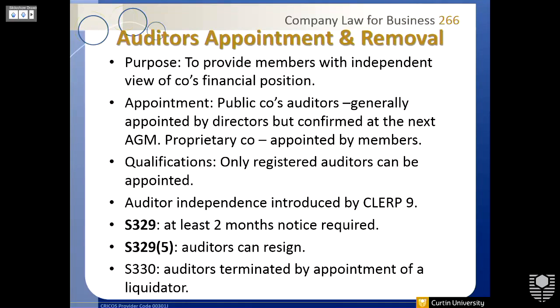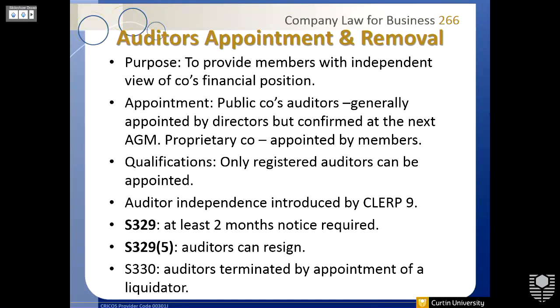All right? Now, appointment and removal is to provide members with an independent view of the company's financial position. For public companies, auditors are generally appointed by the directors but confirmed at the next AGM. For a proprietary company, they are appointed by members. Only registered auditors can be appointed, meaning you have to register yourself with ASIC, and only then can you be appointed. Auditors' independence requirements were introduced in CLERP.